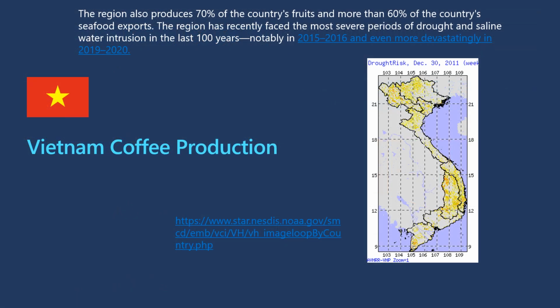Next use case, Vietnam coffee production. We applied it to the region of Gia, which is one of the major coffee producing centers in Vietnam. This region also produces 70% of the country's fruits and more than 60% of the country's seafood exports. The region has recently faced the most severe periods of drought and saline water intrusion in the last 100 years, notably 2015, 2016, and even more devastatingly in 2019 and 2020. So that is the backdrop for which we want to see the impact of climate change on Vietnam coffee production.